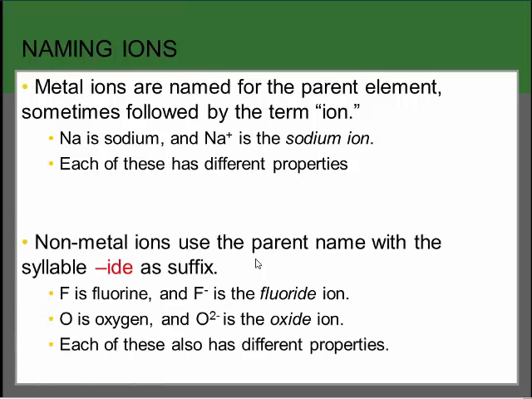Nonmetal ions use the parent name with the suffix -ide. So fluorine, neutral fluorine, starts off as just F. We give it 1 electron, it becomes F minus, called the fluoride ion. Oxygen turns into O2 minus, called the oxide ion. And of course, each of these has different properties too, oxygen versus oxide.